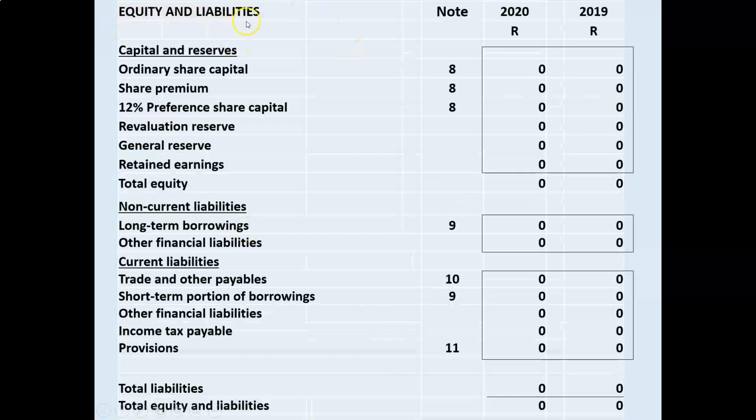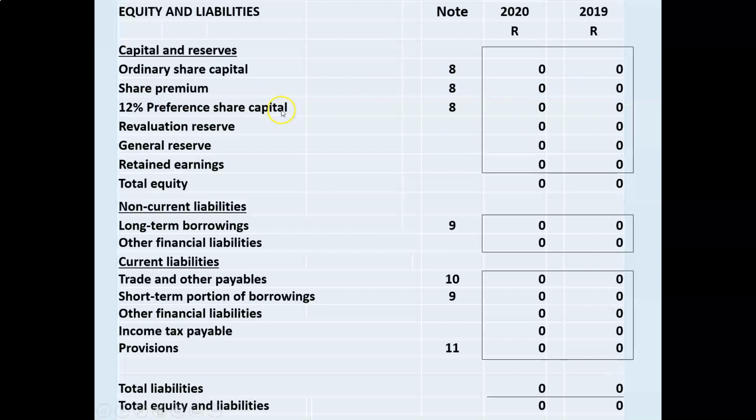Then the other side of the statement of financial position is our equity and liability side. Also the note, 2020 Rand, 2019 Rand. Now this is the equity section, because IAS 1 is only applicable to companies. It means that we are not going to have capital, only capital, but the capital that a company has is share capital. So under capital and reserves, ordinary share capital, share premium, and we will do these kinds of transactions in the next study unit when we start off with companies.